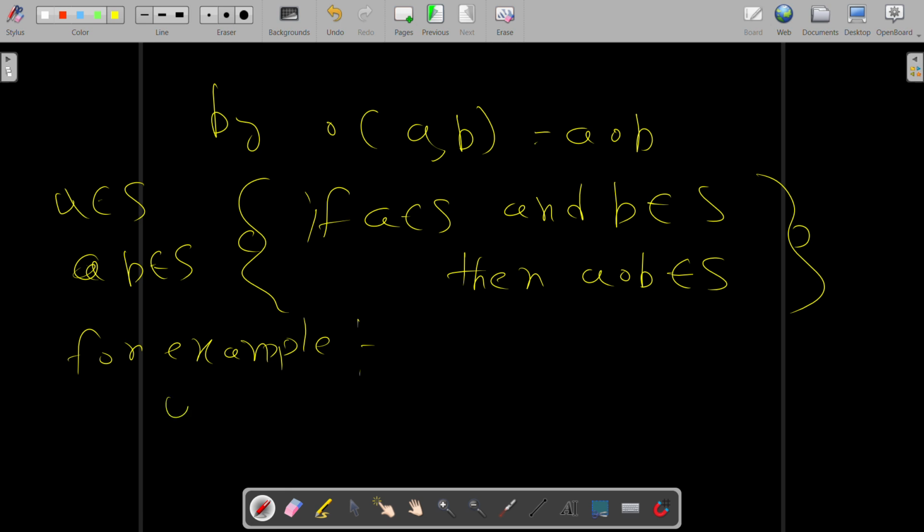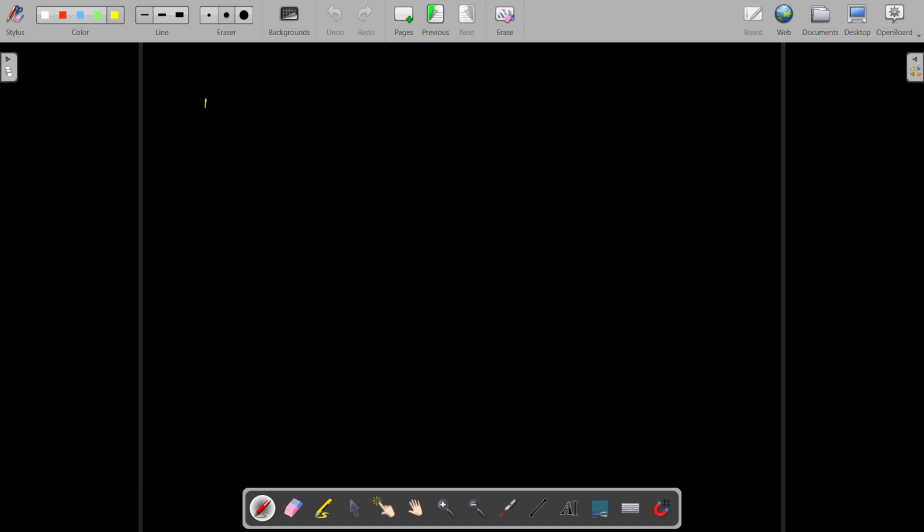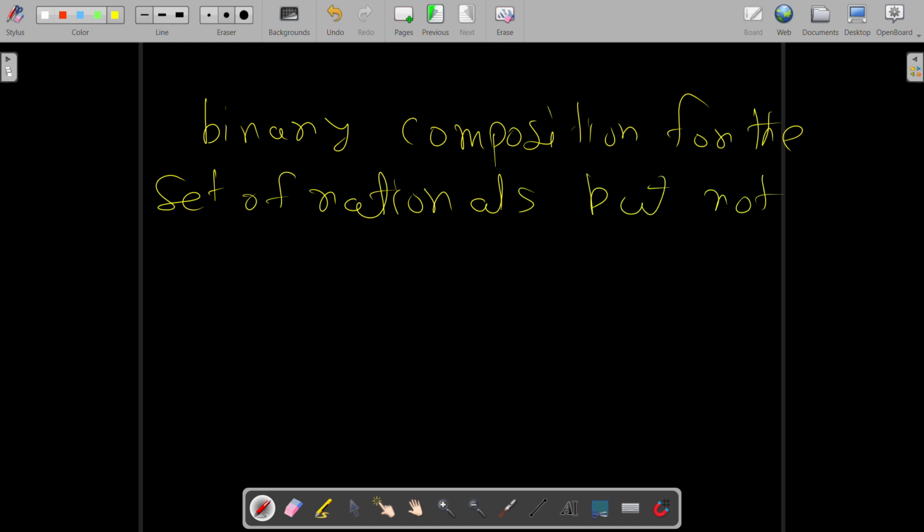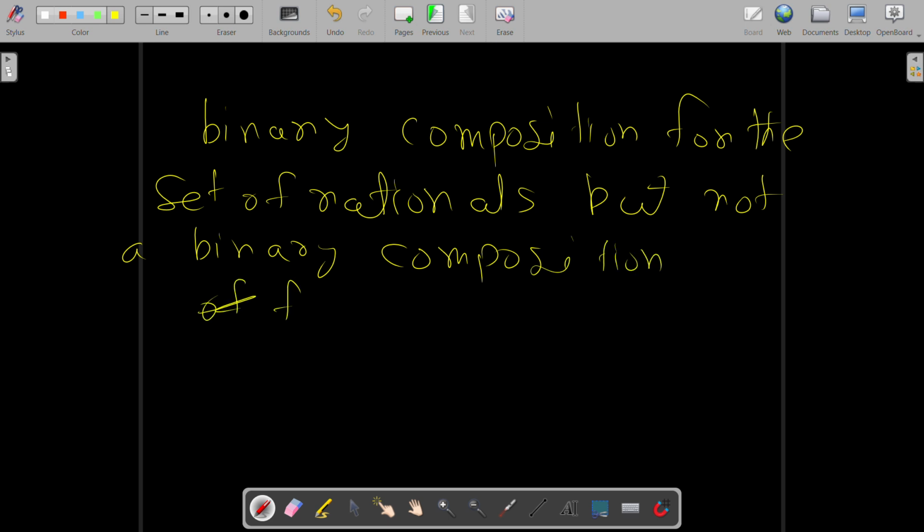So usual addition, plus, is a binary composition for the set of rational numbers, but not a binary composition for the set of irrational numbers.